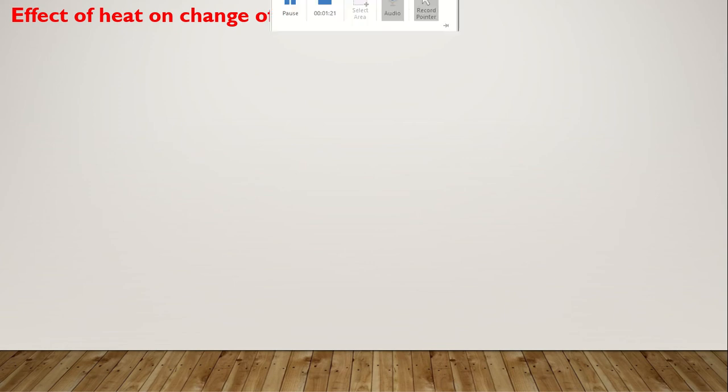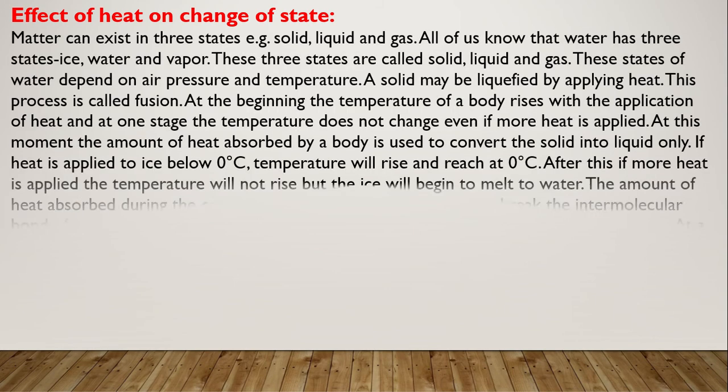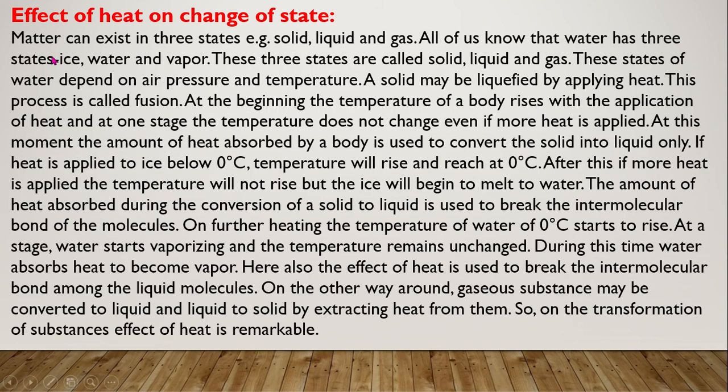Okay, the first topic, effect of heat on change of state. You know, by the application of heat, the state of a substance can be changed. So at first, let's read this one. Matter can exist in 3 states: solid, liquid and gas. All of us know that water has 3 states: ice, water and vapor. These 3 states are called solid, liquid and gas. These states of water depend on air pressure and temperature.